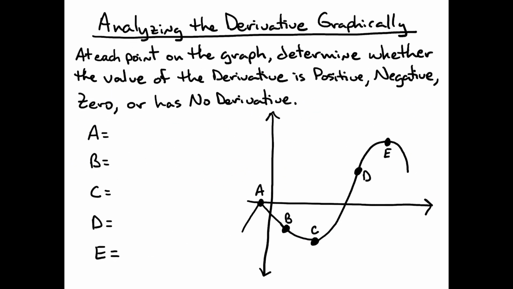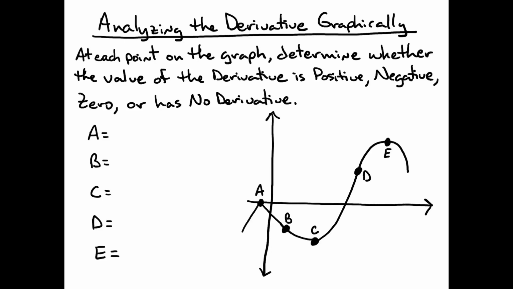In this video, I'm going to go through one example of analyzing the derivative graphically. At each point of the graph that has been identified as A, B, C, D, and E, we're going to determine whether the value of the derivative is positive, negative, 0, or has no derivative. As you recall, the derivative is the slope of the tangent line.